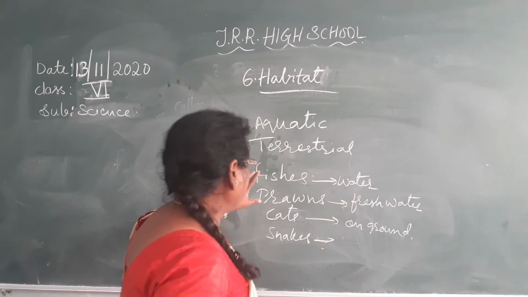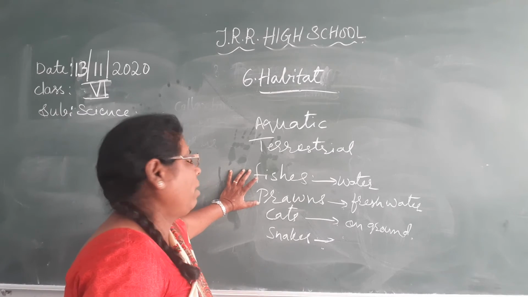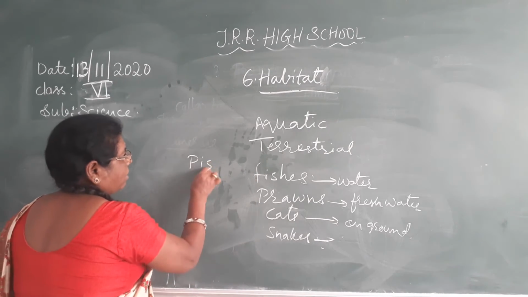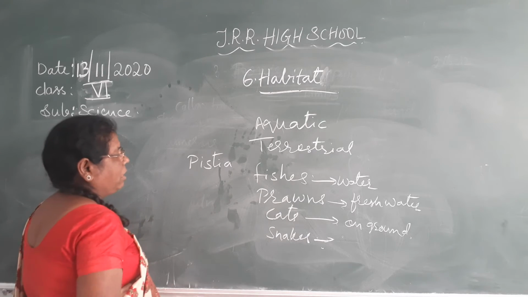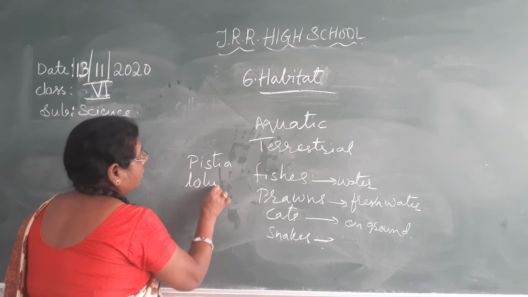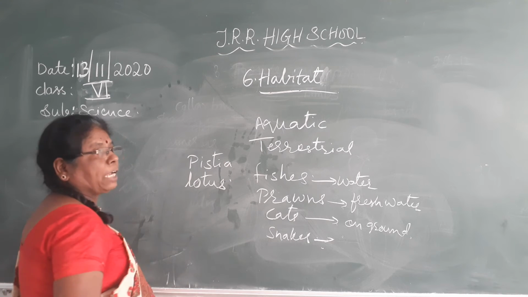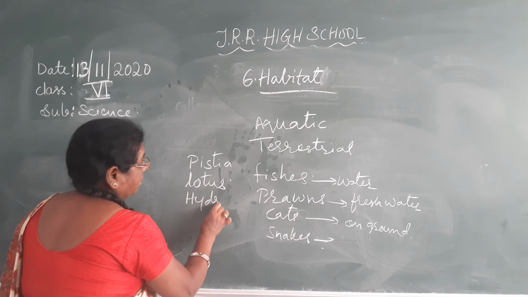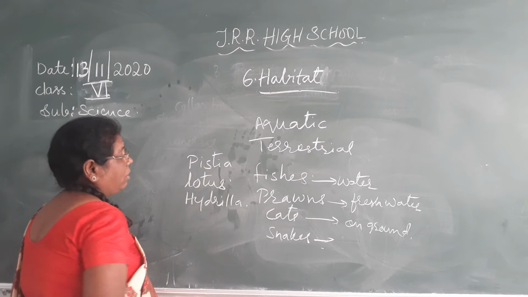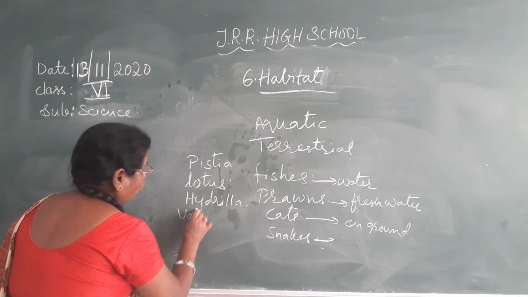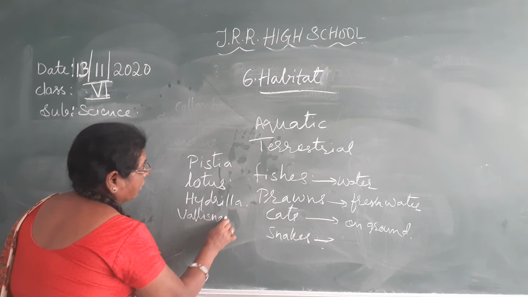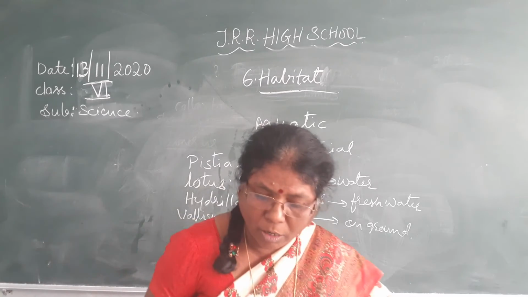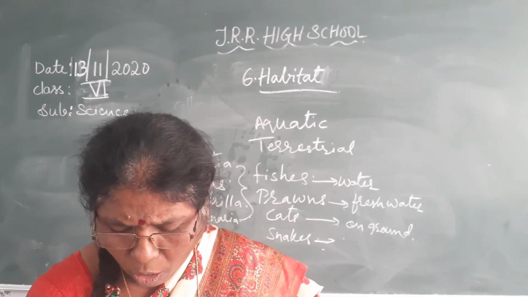So these are the aquatic animals. Along with this, Pistia. What is Pistia? It is an aquatic plant. Lotus. Where do you find lotus? Lotus, aquatic plant. Lotus, Hydrilla. Hydrilla is also aquatic only, isn't it? Vallisneria is also an aquatic plant which lives in the water. For this, water is a habitat.